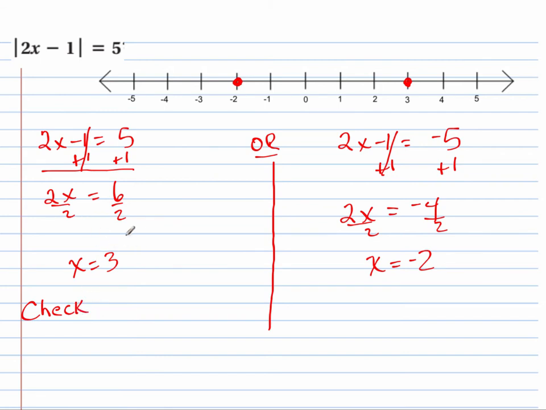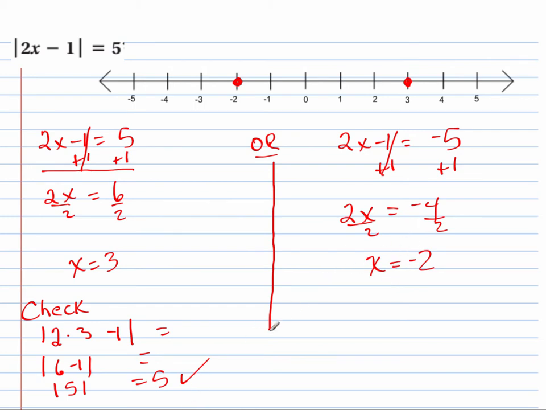To check x equals 3, the absolute value of 2 times 3 minus 1. All I'm trying to do is get a true statement. This, the absolute value is 6 minus 1. So this is the absolute value of 5. And indeed, this does equal 5.